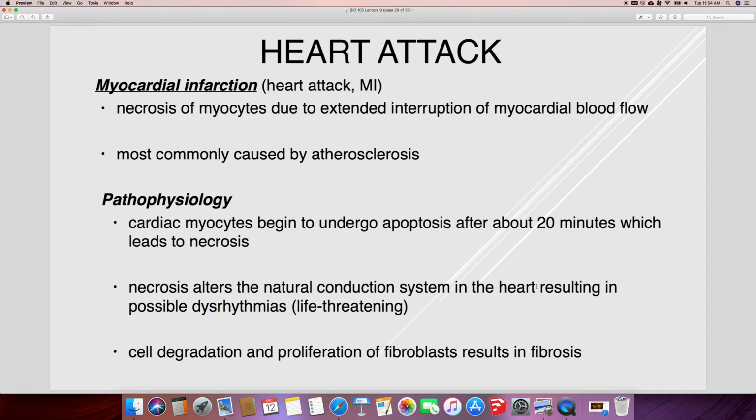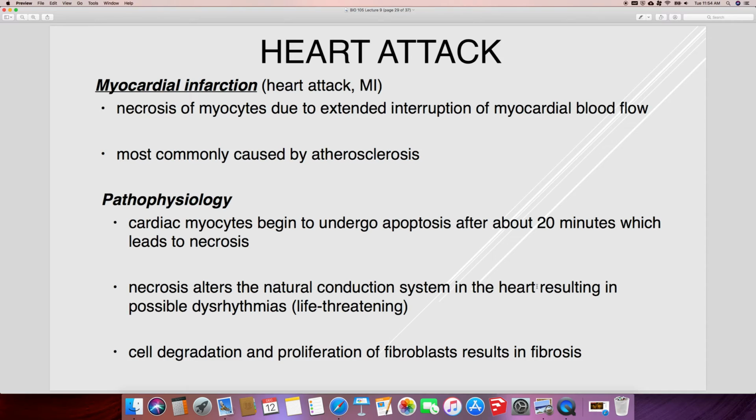Alright, then we talked about heart attack or myocardial infarction, and basically this is the necrosis of cardiac myocytes due to extended interruption of blood flow to the myocardium, or the heart muscle. Most commonly caused by atherosclerosis in the coronary arteries. So the coronary arteries, you remember, are the arteries that supply the heart muscle. And atherosclerosis in those arteries is the primary cause of heart attacks.